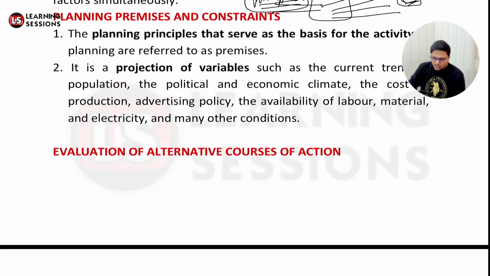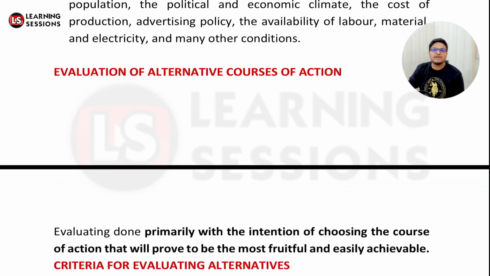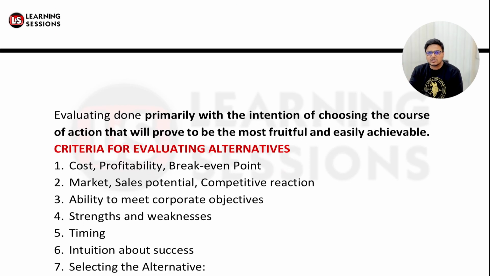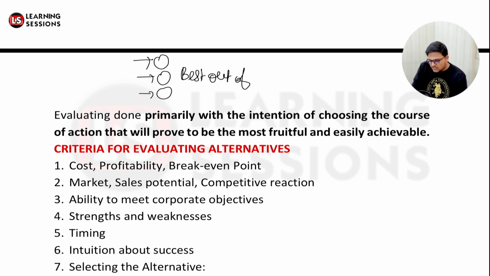Further, it's related to evaluation of alternative courses of action. Now, what do you mean by alternative courses of action? You must have different courses of action which you may follow, but you now need to select the best out of these, so that you can perform well. Okay, now this action is to be taken in such a manner that it is easily achievable and will be most fruitful to us. Okay, now what is the criteria for evaluating the alternatives?